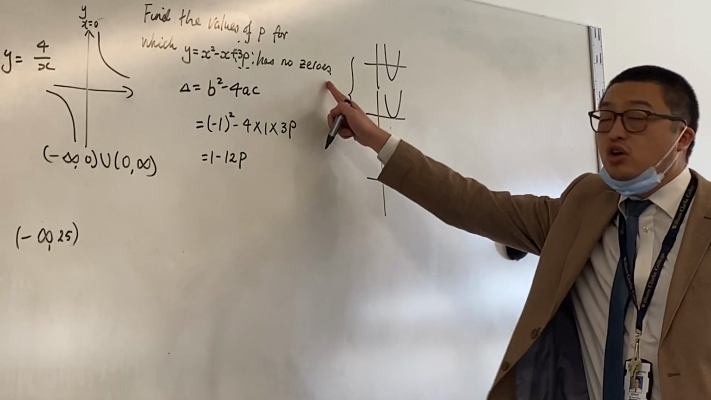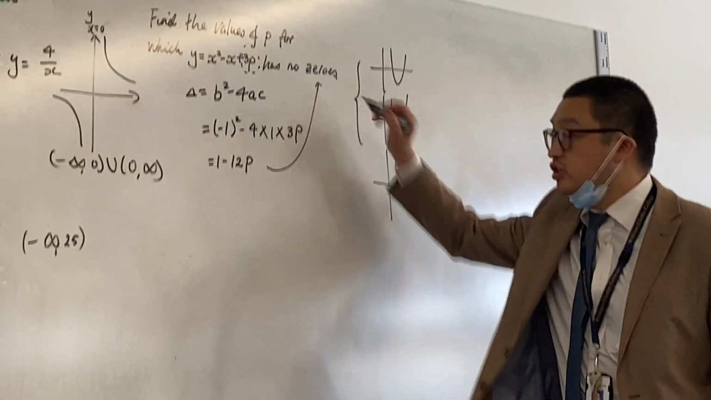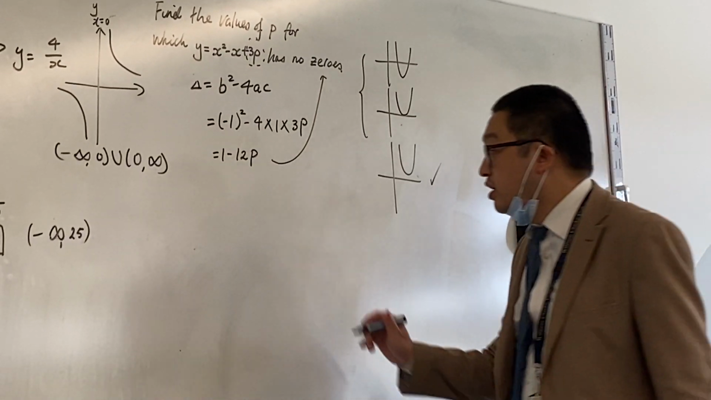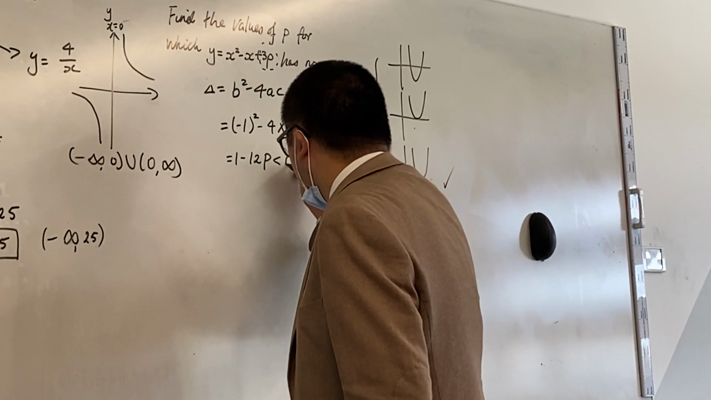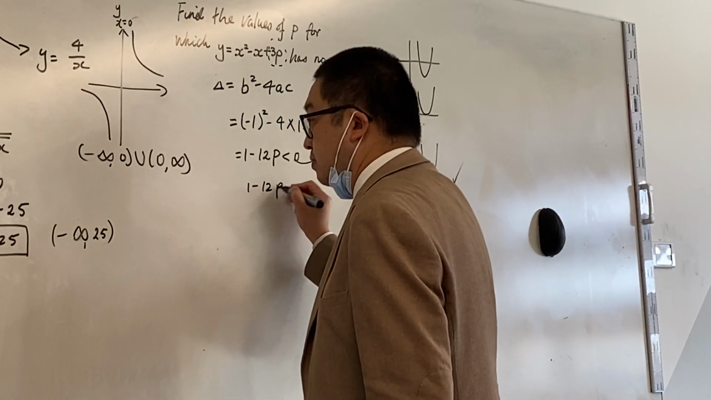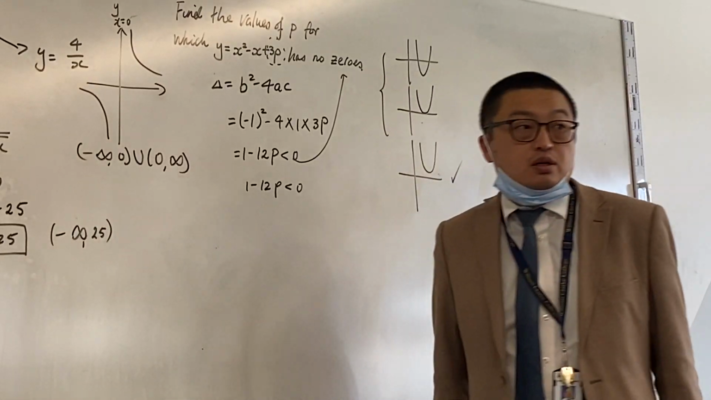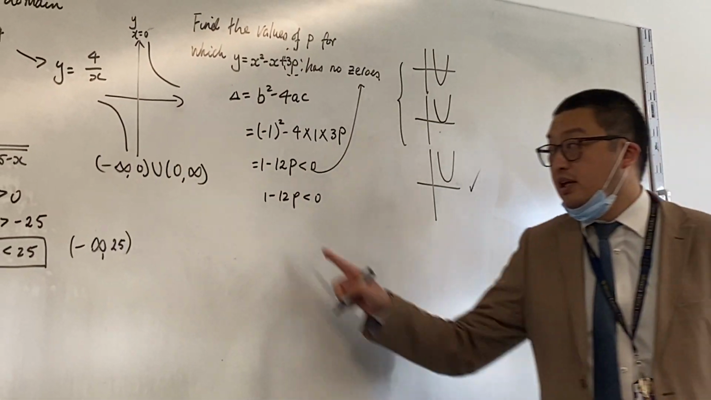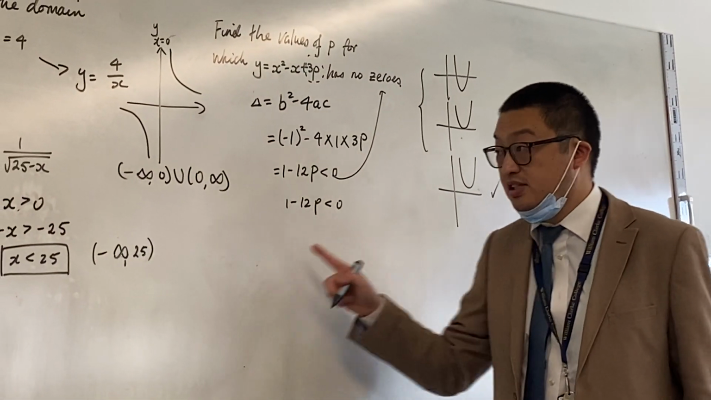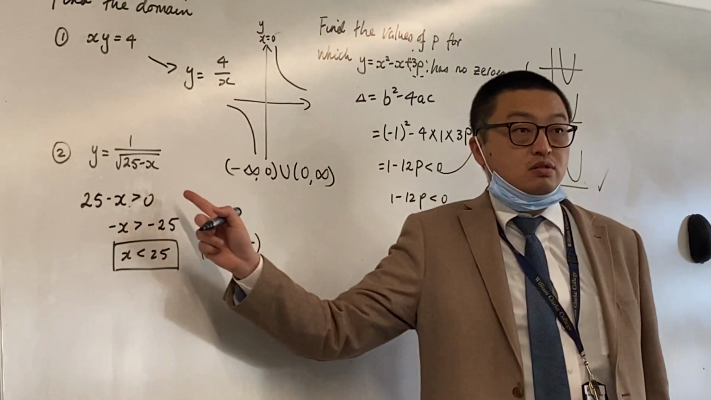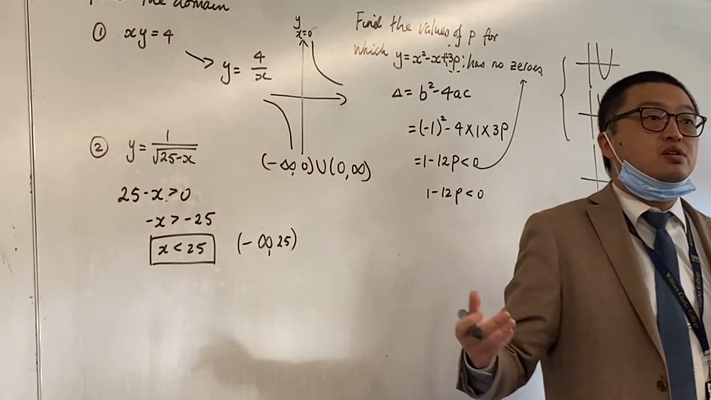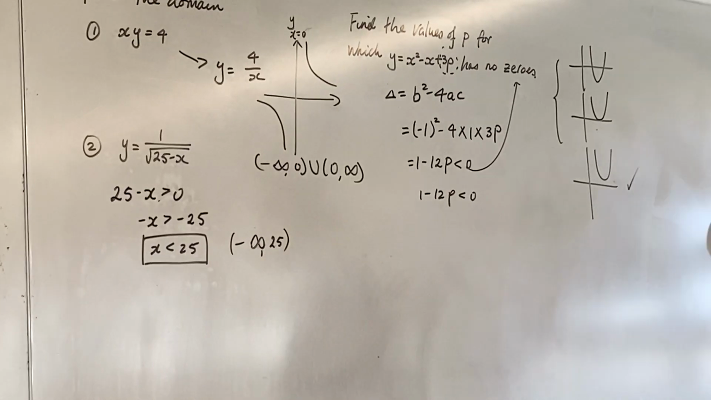We want to know when it has no zeros. Now we're linking back to the question: has no zeros, which means delta has to be smaller than 0. Now to me, this is this sort of thing again, almost the same thing, just different numbers. So, inequality.